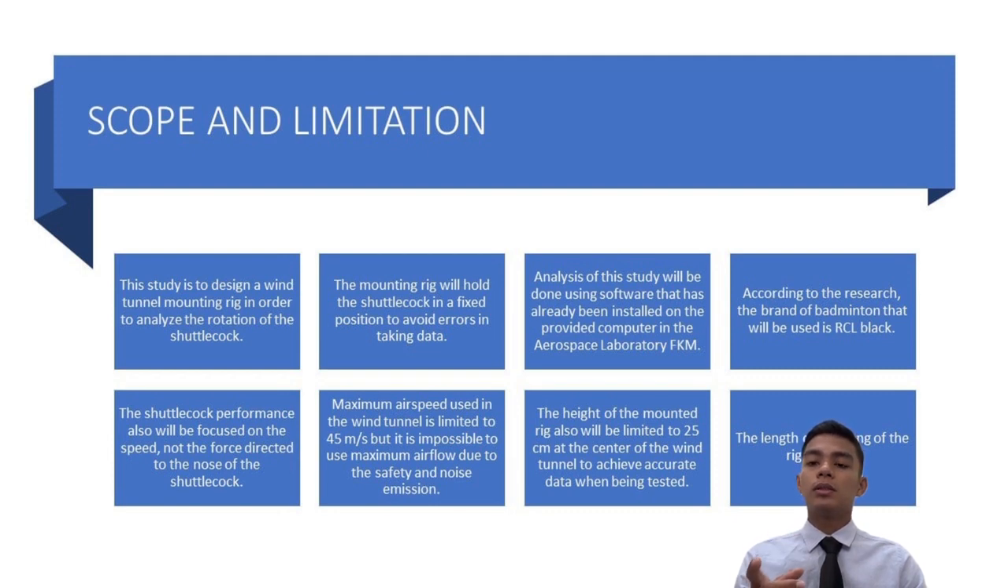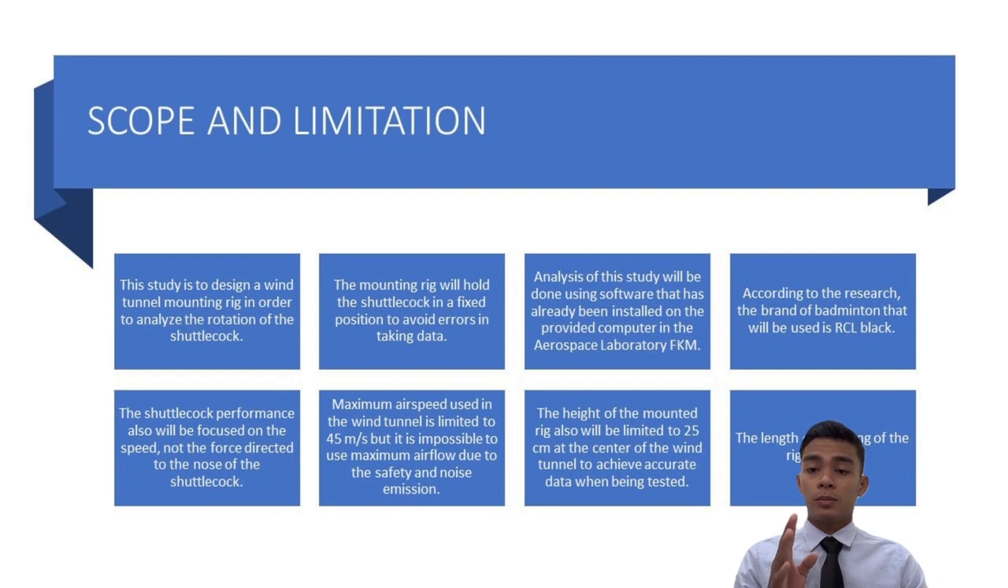The next one is our limitation: we only use one brand of shuttlecock, that is RCL Black. The shuttlecock performance also will be focused on the speed, not on the force directed to the nose of the shuttlecock. Maximum airspeed used in the wind tunnel is limited only to 45 meters per second.